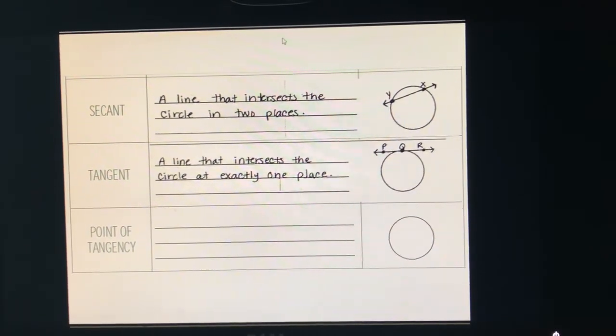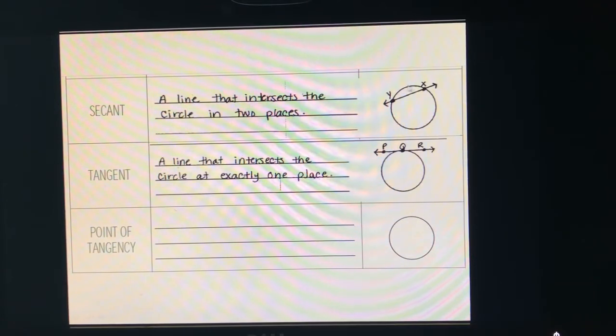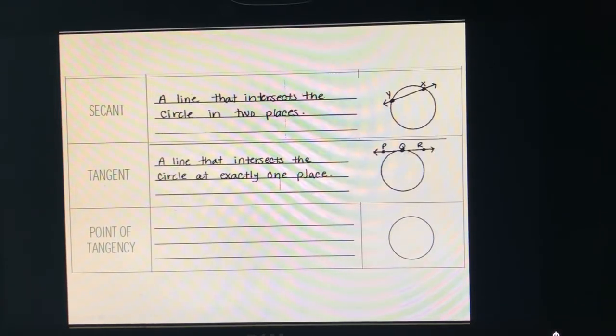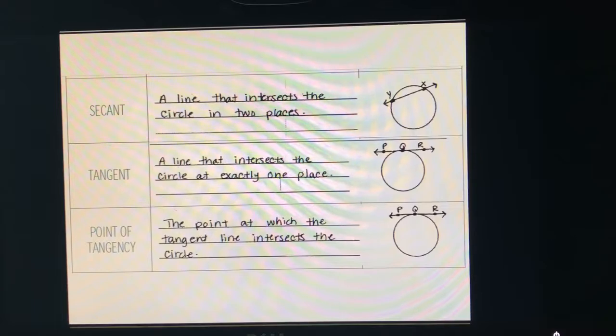So X and Y meeting together is going to create point Q. And point Q is the 1 point of the circle that the line would touch. And that line is called a tangent line. So a tangent line is a line that intersects the circle at only 1 place. So point Q is what we call the point of tangency, the point at which the tangent line touches the circle.